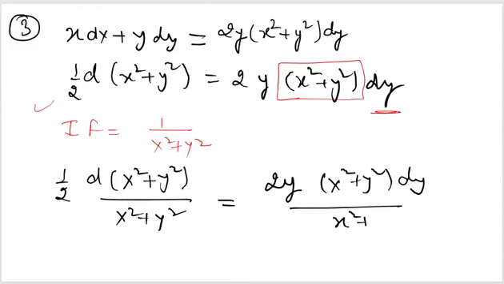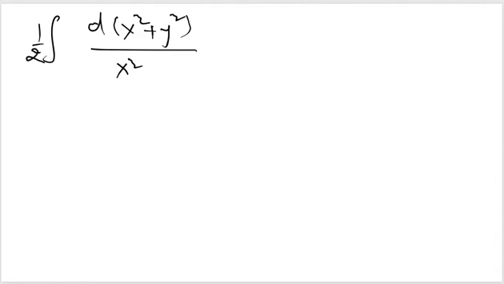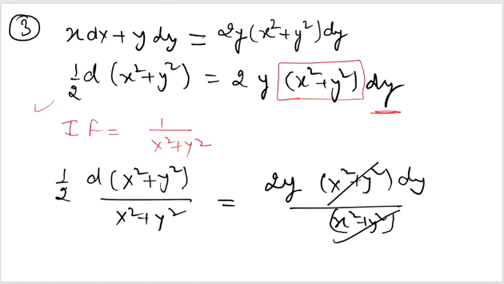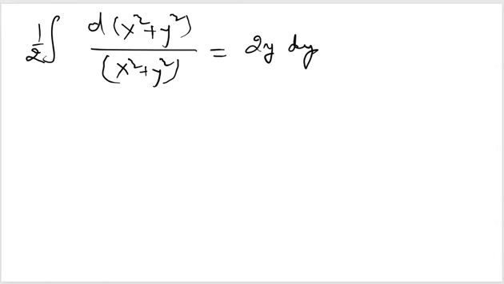So both sides need to be taken, so this gets cancelled, and we are going to get here integration 1 by 2 d of x square plus y square divided by x square plus y square, and on this side we are having 2y dy. So, is it integrable? Integrating both sides? Yes, this is integrable.